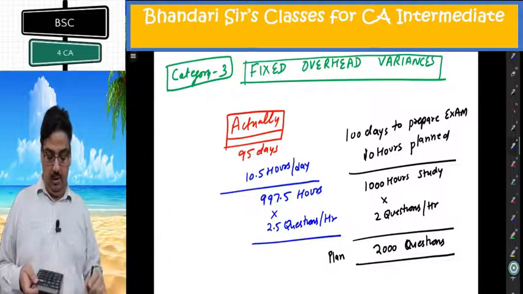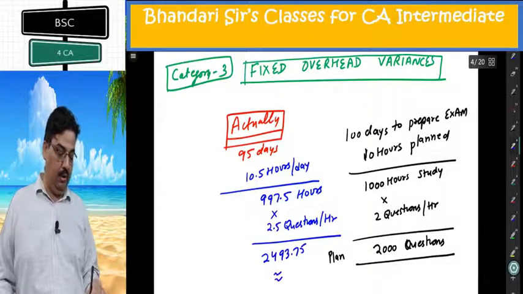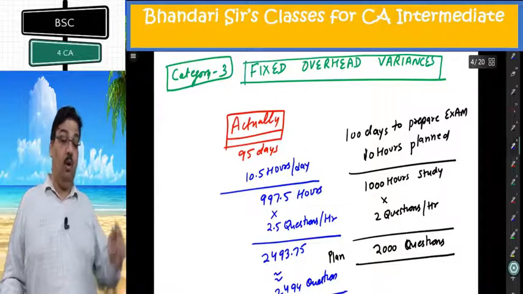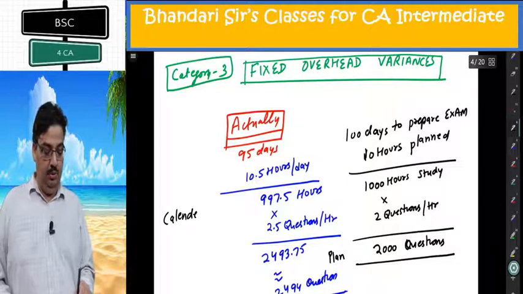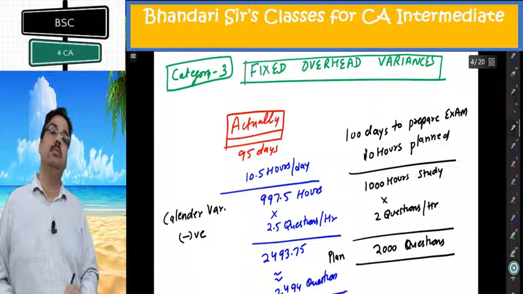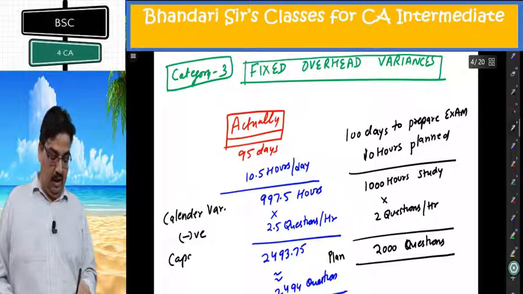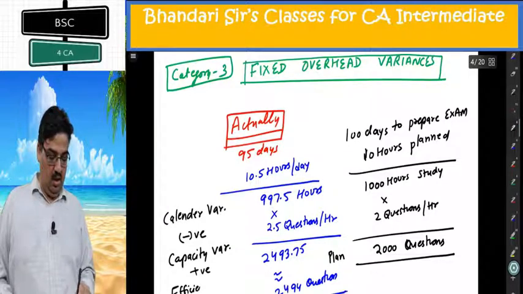(2.5 questions per hour). So you solved a total of 2493.75, or approximately 2494 questions. What has happened? Your calendar variance is negative. Capacity variance, positive.